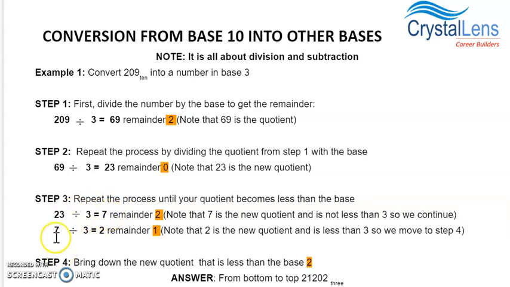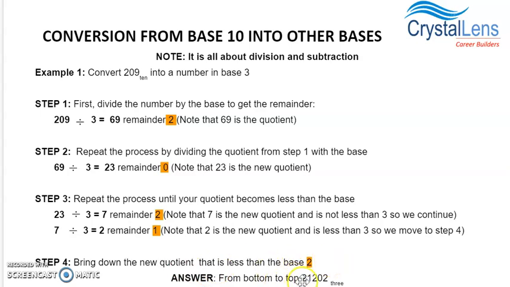And so let's move to the next one. It says 7, which is the new quotient, divided by 3, which is the base we are trying to convert in. What will it give you? It will give you 2, remainder 1. Now, in this case, what is our quotient? Our quotient is 2, but 2, which is the new quotient, is less than the base that we're trying to convert to. Number 2 is less than 3, and so we cannot divide any further. What do we do? We bring down the quotient that is less than the base. So we bring down the number 2.